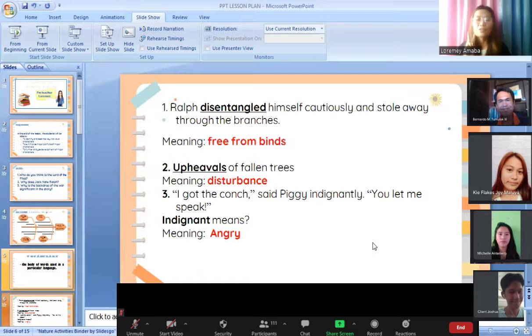All right. Number two, upheavals of fallen trees. What is the meaning of upheaval? It is disturbance. Number three, can you read, Johnable, please? I get a conscience permanently. You let me speak. Okay, thank you so much for reading the number three sentence. Indignant means angry. All right.